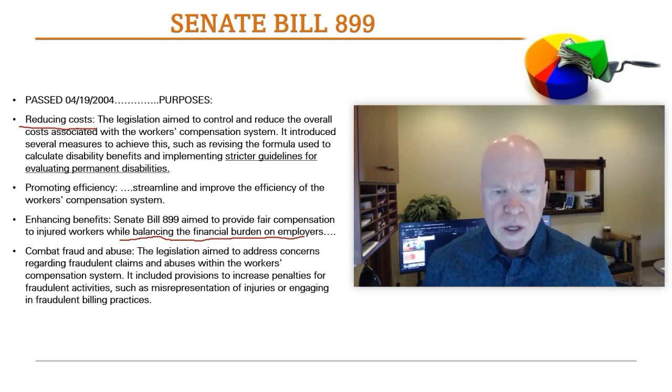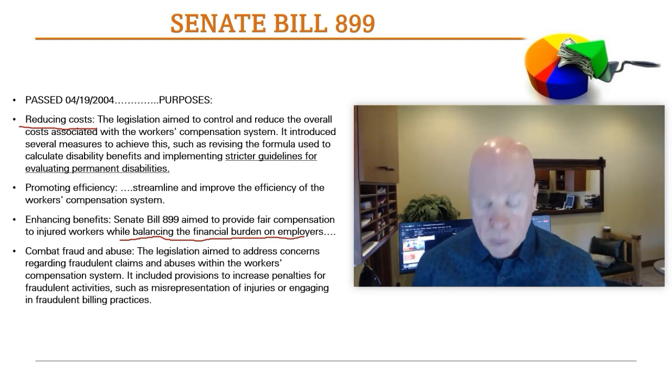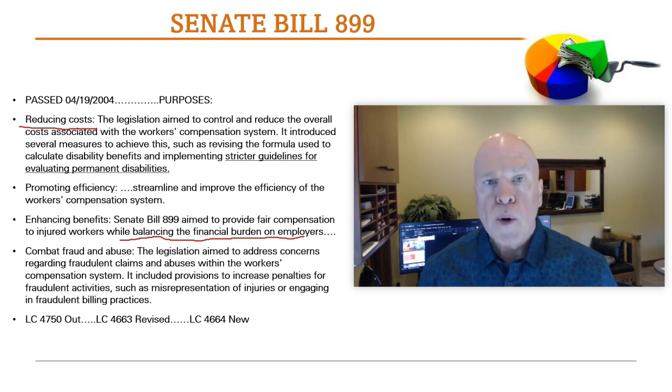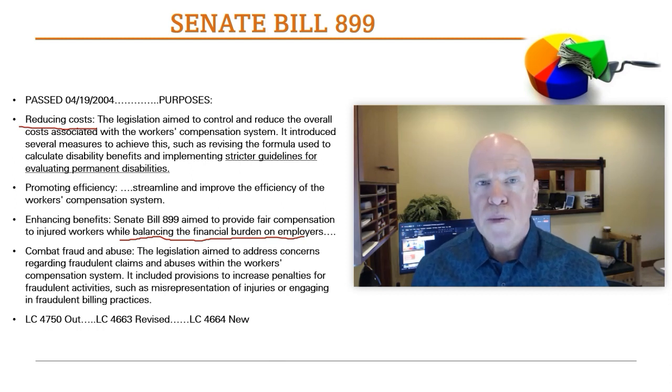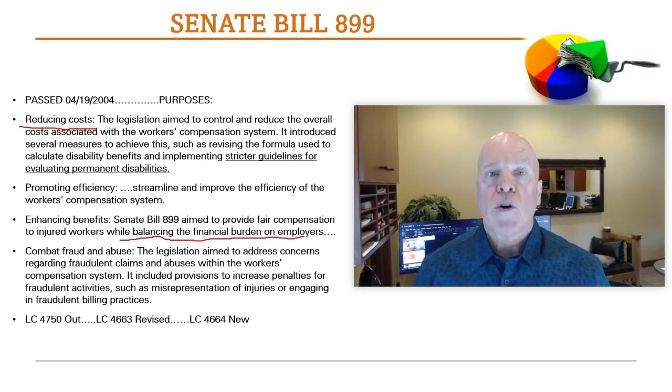The legislators aimed to address concerns regarding fraudulent claims and abuses within the workers' compensation system. It increased penalties for fraudulent activities such as misrepresentation of injuries or engaging in fraudulent billing practices. So this was a comprehensive reform of the system at the time, and a major part of the reform had to deal with revamping the entire apportionment scheme in the state of California, because prior to the passage of this bill, apportionment was very, very difficult to attain.